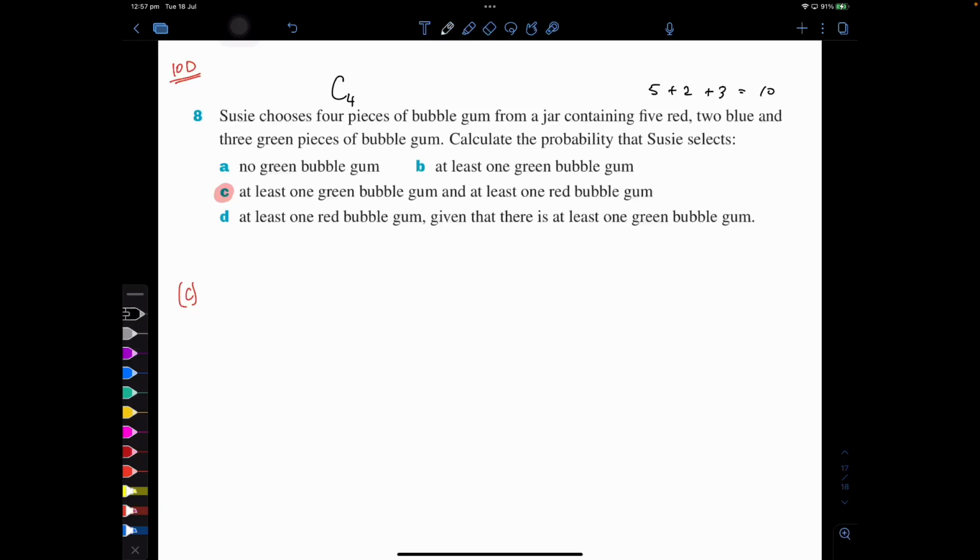Okay, so you need at least one green bubble gum. So out of the 3 green bubble gums, you want to choose 1. And you also want to choose 1 red bubble gum, right? There's 5 red to choose from. Let's say you choose 1. And so how many blue pieces of bubble gum will you end up choosing in this combination here? Because you got to make up 4, yeah?